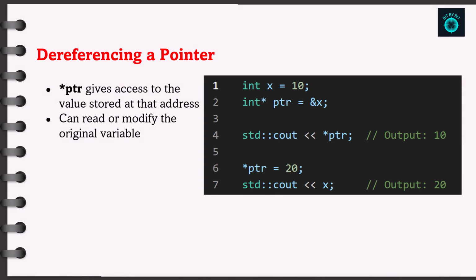Dereferencing a pointer. To dereference a pointer means to access the value stored at the memory address. We do this using the star symbol before the pointer name. In this example, *ptr gives us the value of x, which is 10. We can also change the value at that address. By writing *ptr = 20, we change x itself. So printing x now gives us 20. Dereferencing lets us indirectly read or change values in memory.